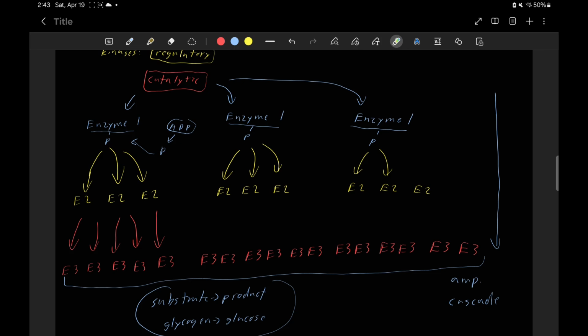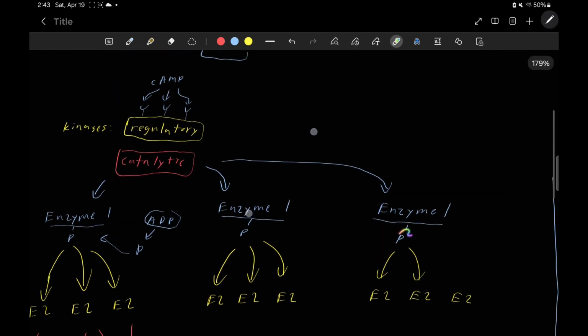You have one messenger molecule that comes and binds onto a receptor and can create a much bigger response. You're turning a small signal into a huge response, and it's all due to the help of the amplification cascade, powered by secondary messengers such as cAMP and protein kinases.